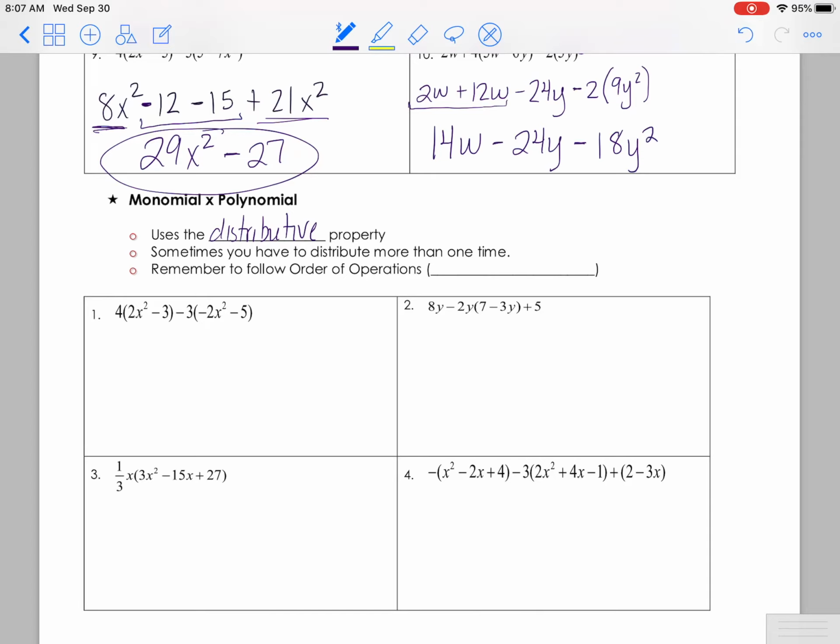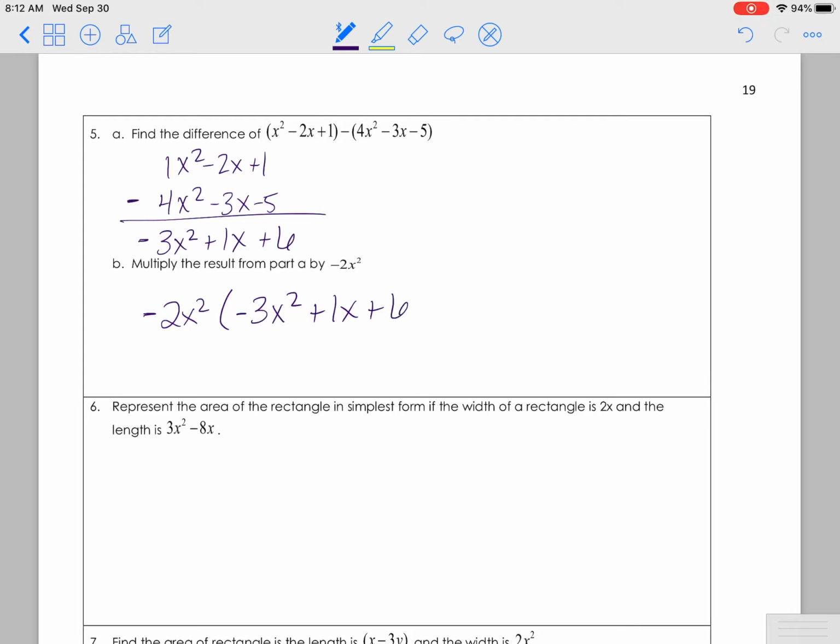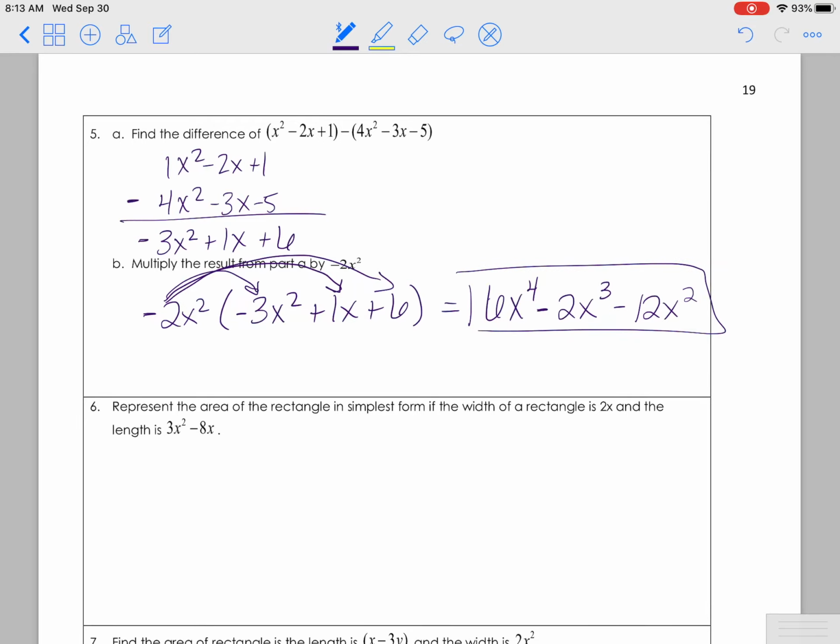Part B says, now multiply that result from part A by negative 2x squared. So it wants to take the negative 2x squared and multiply my answer from part A. Well, that looks like what we were just working with, our distributive property. So I get 6x to the 4th minus 2x to the third minus 12x squared. So that is my final answer.